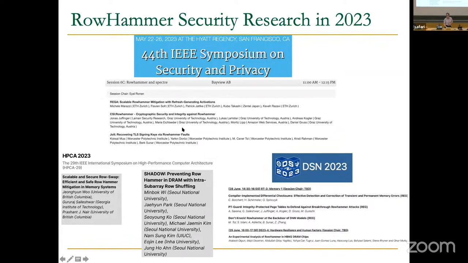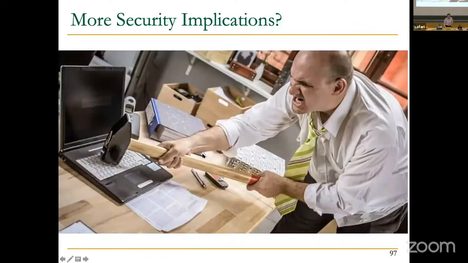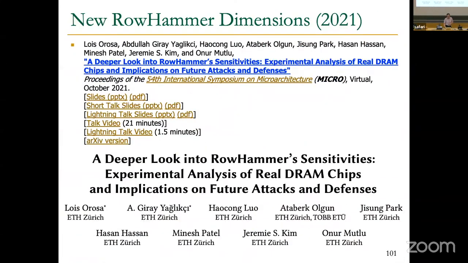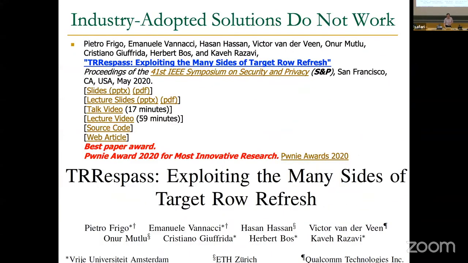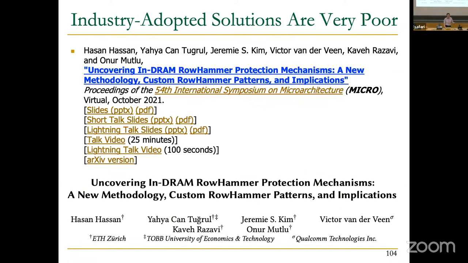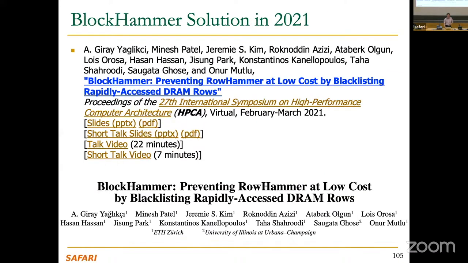There are sessions on RowHammer in the Security and Privacy Conference, for example. Okay, so if you're curious, there's a lot that's being written over here. You can read papers, and solutions developed by industry don't work, which we don't have time to talk about. I'll refer you to a lot of lectures over here. It's hard to guarantee RowHammer-free chips, actually. This is a technology scaling problem, and industry-adopted solutions are actually quite poor. We will talk about that.